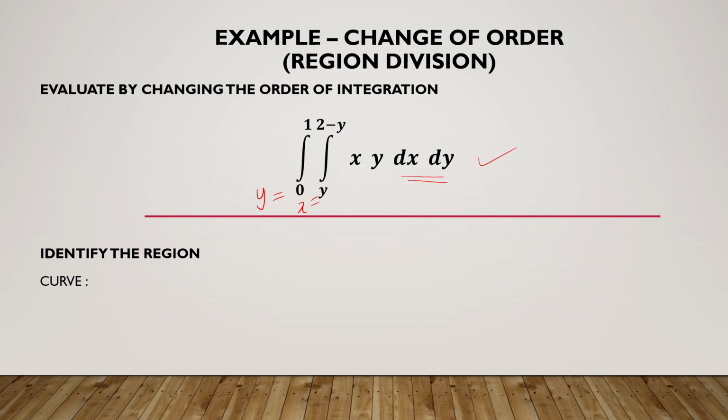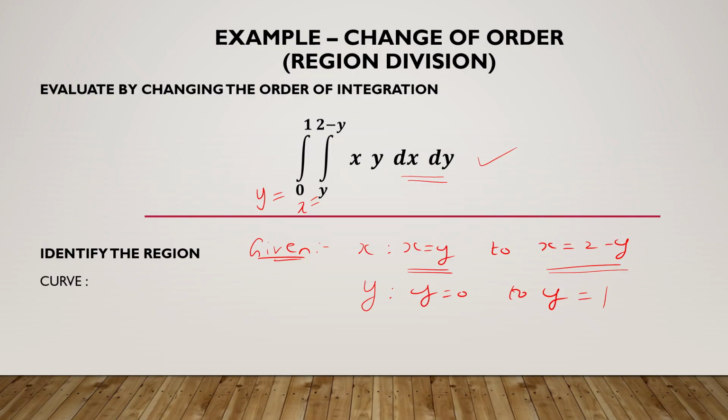Then after checking this, consider the given limits. x varies from x equal to y to x equal to 2 minus y. x equal to y is a straight line passing through the origin. x equal to 2 minus y is also a straight line. So substitute x as 0, get y, and plot the point. Substitute y as 0, get x, and plot the point. Connect the two and extend it, and you will get the straight line in the graph. Then for the outer integral limits, y varies from 0 to y equal to 1. So using these limits, we need to sketch the region.